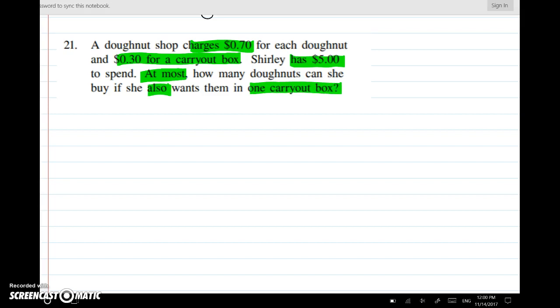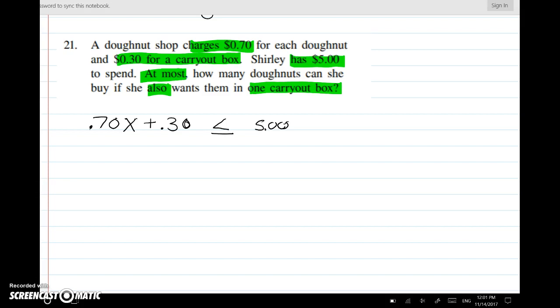So we know it's 70 cents for each donut. 0.70, don't forget that decimal point. It makes a big difference when it comes to solving this if we don't have the decimal point. Times x for each donut plus 30 cents for the box. Now she has $5. Can she spend more than $5? No. So this has to be less than $5. It could be equal also.